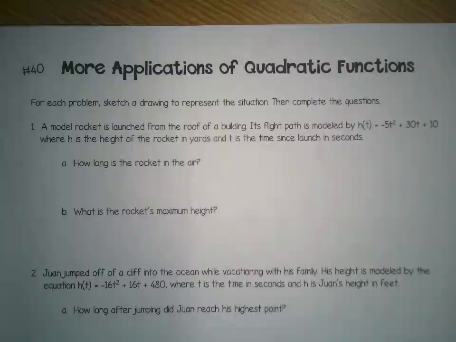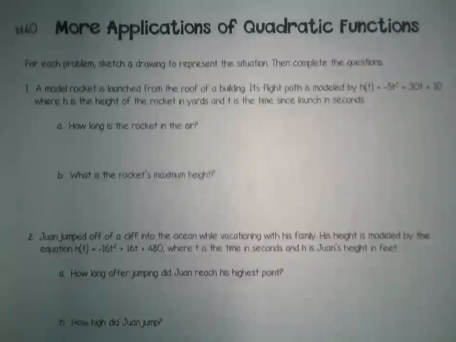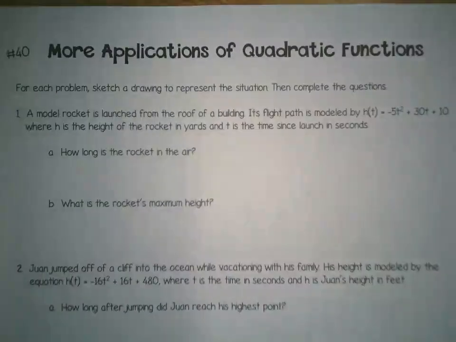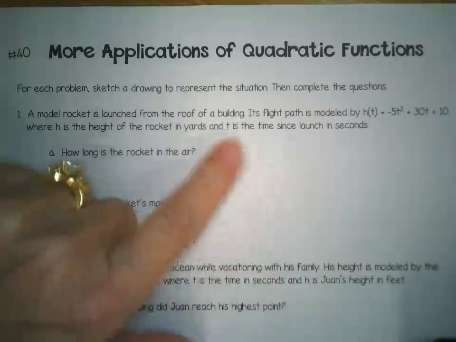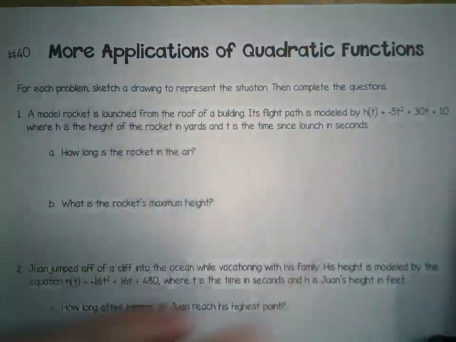Okay, so let's see. First thing, I always like to suggest that you sketch a drawing to represent the situation, because I think a lot of times it's easier to see what you're looking for if you have a visual to look at. So, a model rocket is launched from the roof of a building. Its flight path is modeled by that equation. H is the height of the rocket, and t is the time in seconds.